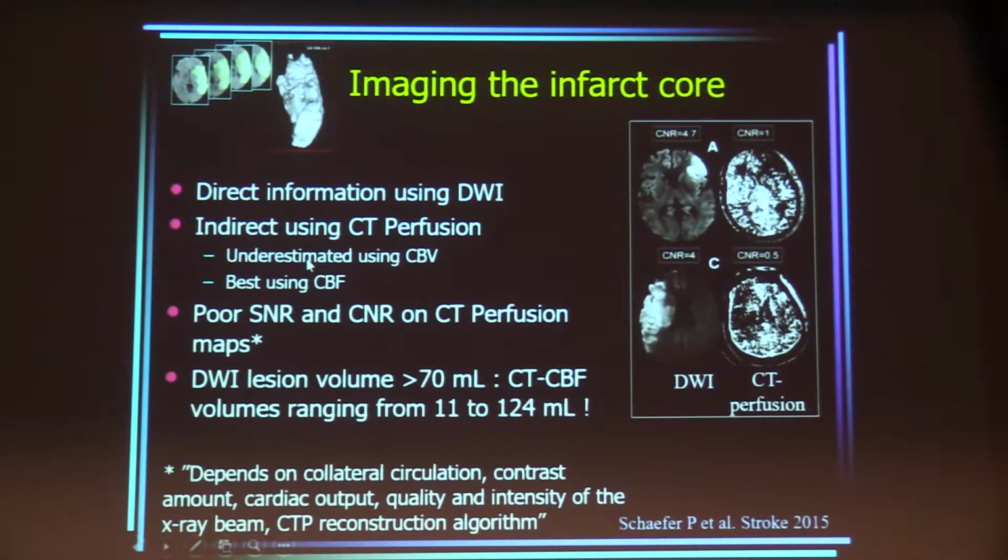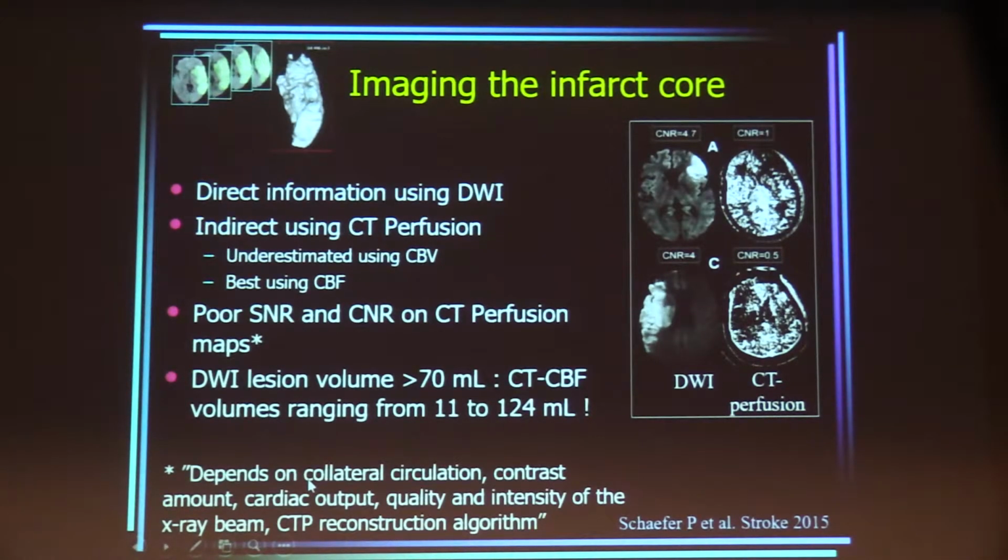Unfortunately, the infarct core is underestimated using CBV maps. It's probably best using CBF. And also, there is a very poor signal-to-noise ratio on CT perfusion maps. As you see here, a comparison between diffusion and CT perfusion. And when you compare the accuracy of MR, for example, for detecting a lesion more than 70 ml using MR and CT, you can see that CT-based CBF volumes range from 11 to 124 ml, while the MR should be all in more than 70 ml.